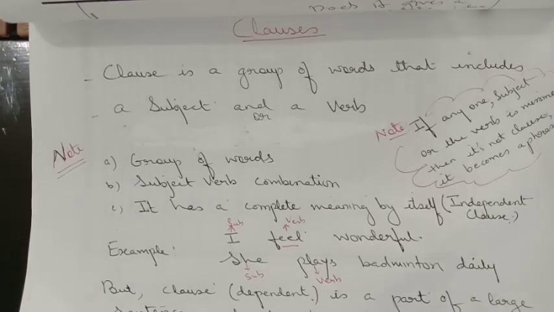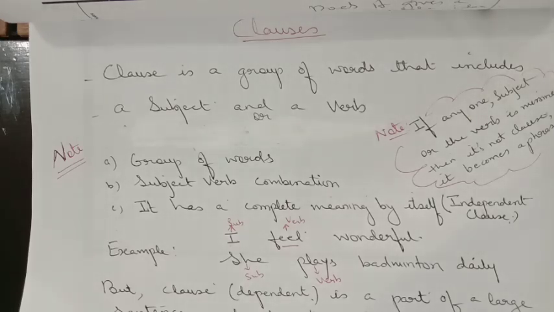So kindly note, if any one of subject or verb is missing, then it is not at all a clause. It becomes a phrase. If the subject is not there or a verb is not there, then that cannot be a clause. It is a phrase.